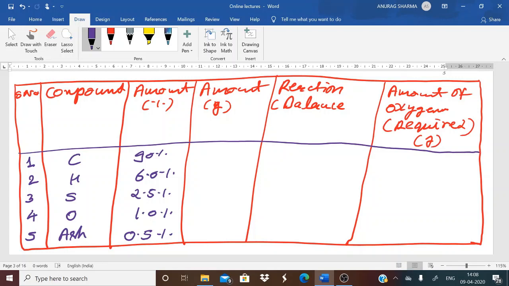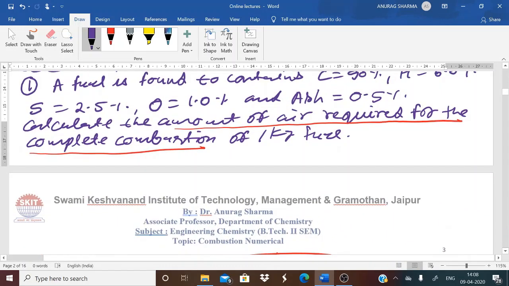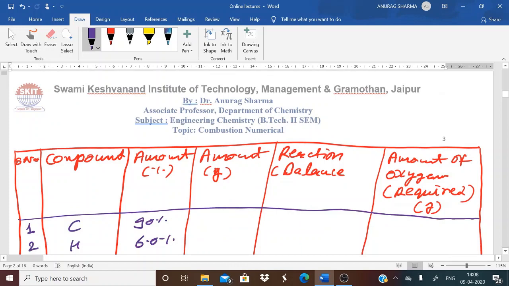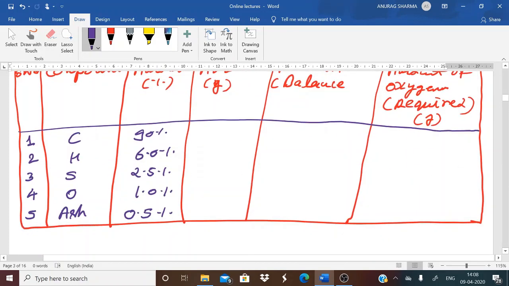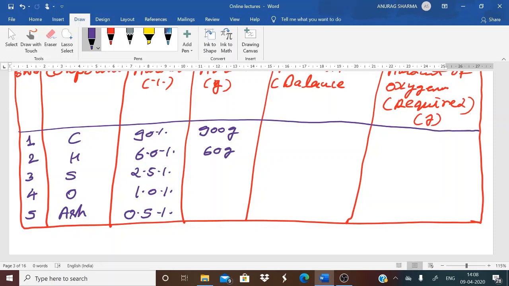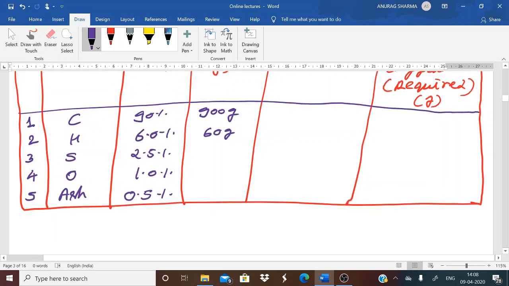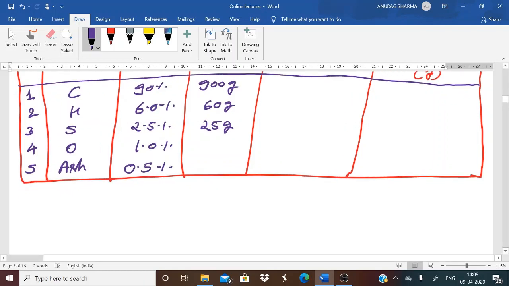We know that in the given numerical there is 1 kg of fuel. So 90% means this is 900 gram and this is 60 gram, and we will convert 2.5 into gram. This will be 25 gram, and 1% of oxygen means 10 gram of oxygen, and this is 5 gram.